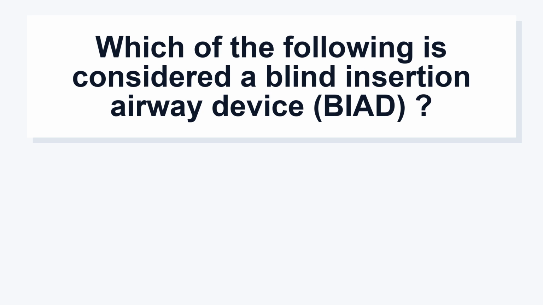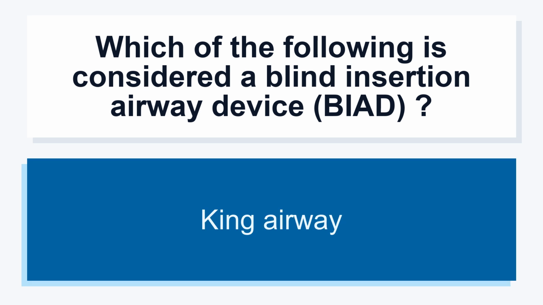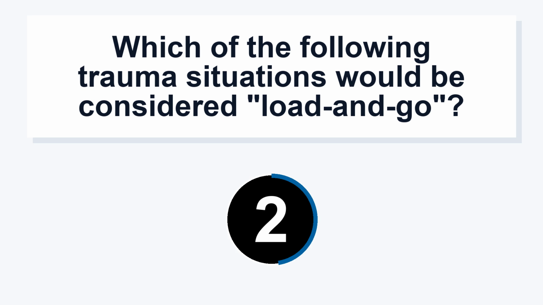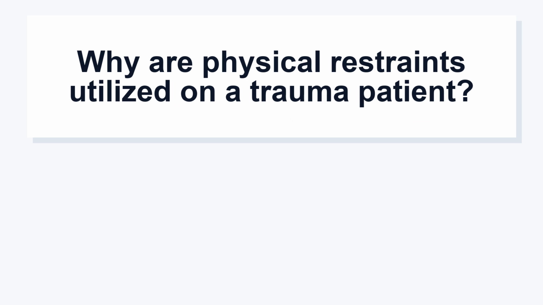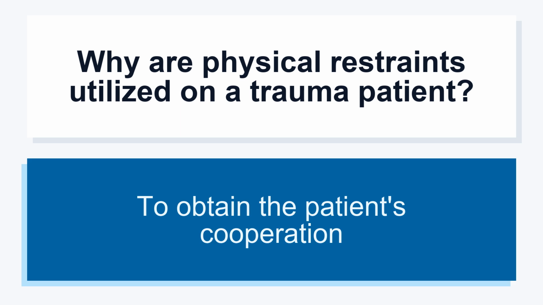Which of the following is considered a blind insertion airway device, BIAD? King airway. Which of the following trauma situations would be considered load and go? Patient with abdominal tenderness, clammy skin, blood pressure of 100/70 mmHg, and pulse of 130 bpm. Why are physical restraints utilized on a trauma patient? To obtain the patient's cooperation.